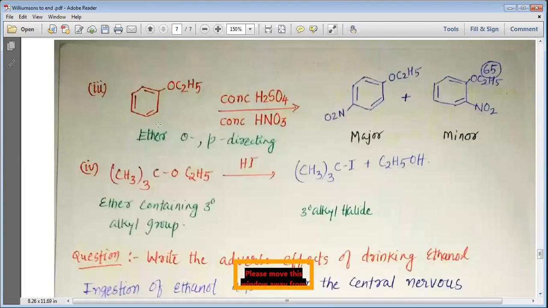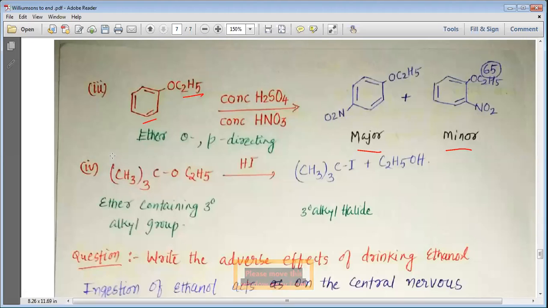Same way, my dear students, we are going to do the nitration here. So we have ethoxybenzene. This ethoxybenzene is ortho-para directing, and due to nitration, we get ortho-nitroethoxybenzene, or you can say 1-ethoxy 4-nitrobenzene and 1-ethoxy 2-nitrobenzene. This is how we get the major and minor product. The ortho product will be minor and the para product would be major.